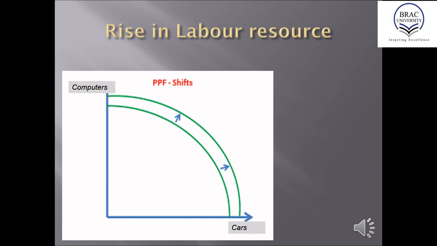Here the PPF shifts parallelly because, since the labor amount rises, we can use that labor to produce more computers and cars. So here we are again assuming that we increase the production of both computers and cars as the labor rises. And since the labor rises and we are producing more of both the goods, economic growth takes place.